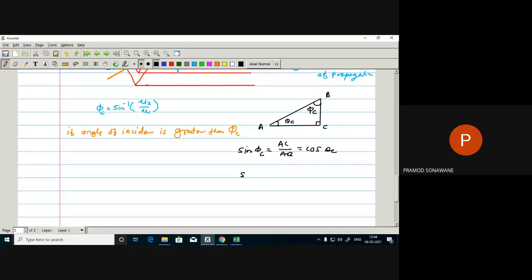So we know sin phi c from equation 1 is mu 2 by mu 1, which is equal to cos theta c. Since we want the critical angle of propagation, cos theta c equals mu 2 by mu 1. So theta c is cos inverse of mu 2 upon mu 1. This is the second formula.